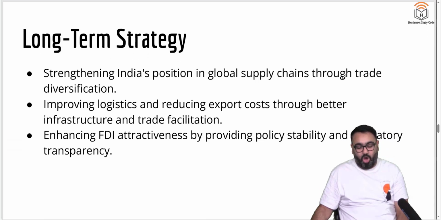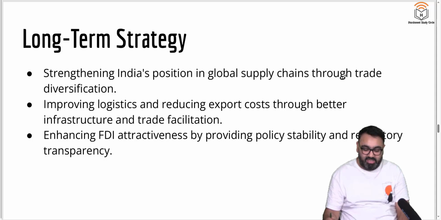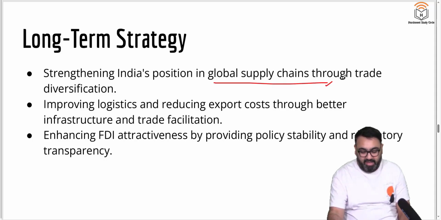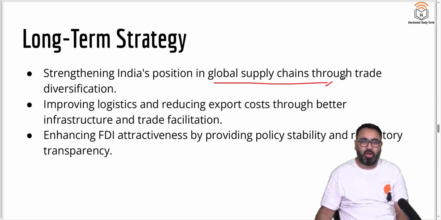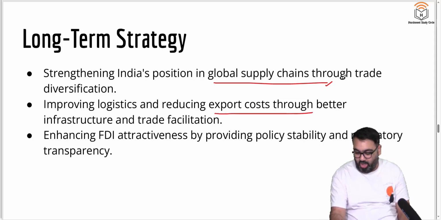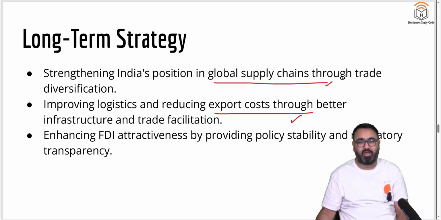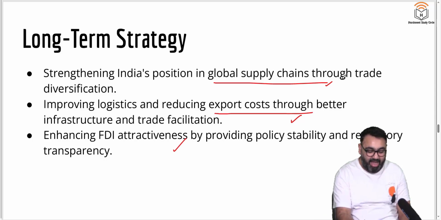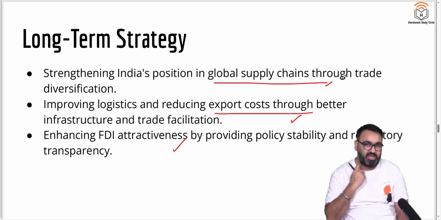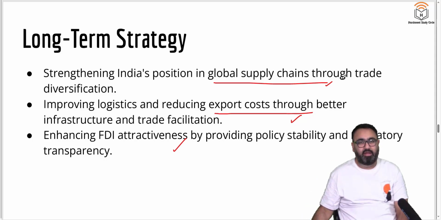At the same time, there's a long-term strategy that India is adopting as per the economic survey. First, diversifying our global supply chain, making sure that we are not just dependent on one or two countries for our imports or raw materials, improving our logistics and export costs so that it's easier to get products from India, and making sure that our FDI investors are attracted towards India, hoping that they will get a better return and a stable policy.